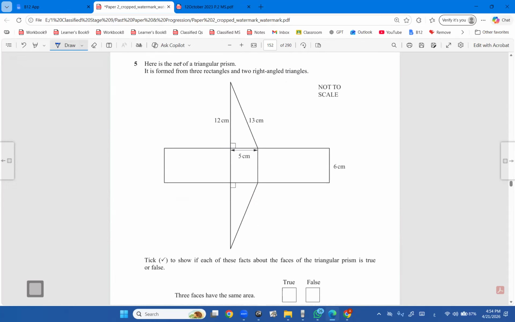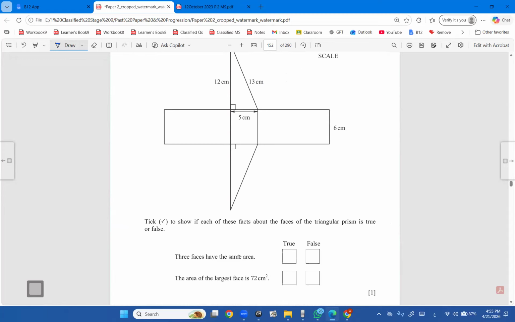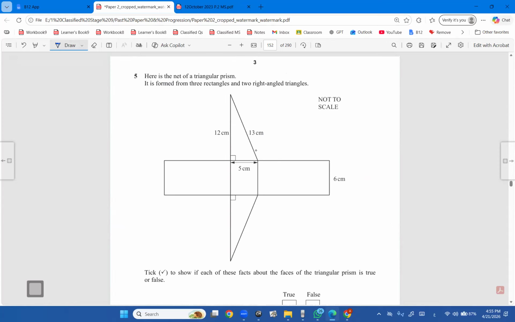Here is the net of a triangular prism. It is formed from 3 rectangles and 2 right-angled triangles. They want you to use this information in order to tick true or false. 3 faces have the same area. The area of the largest face is 72 centimeters squared. Let's find this quickly. If you close this net, you're going to find that this is going to close and match up exactly with this side. So this is also 13 centimeters.